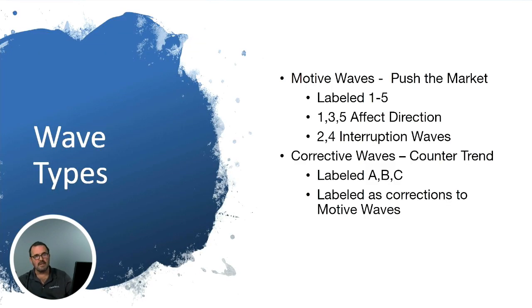And there's different types of wave. There's motive waves, which are identifying a push in the market, and then there's corrective waves, which are identifying a counter trend. And so it's all about support and resistance. And these are labeled 1, 2, 3, 4, and 5. The 2 and 4 are what we call interruptive waves. And then corrective waves are corrections completely in the market, and they're identified as well.